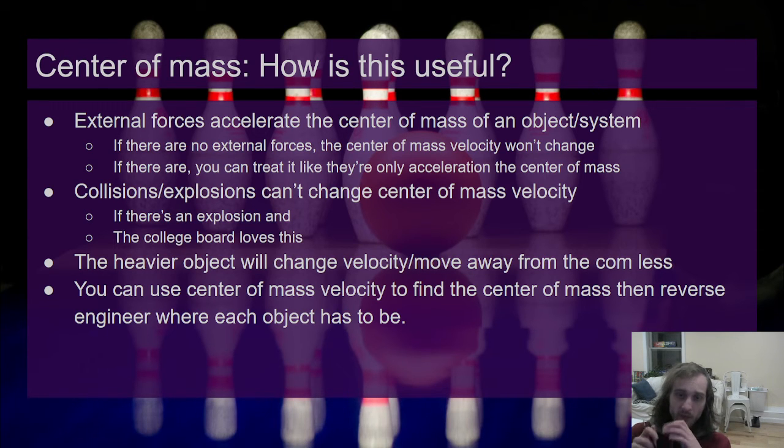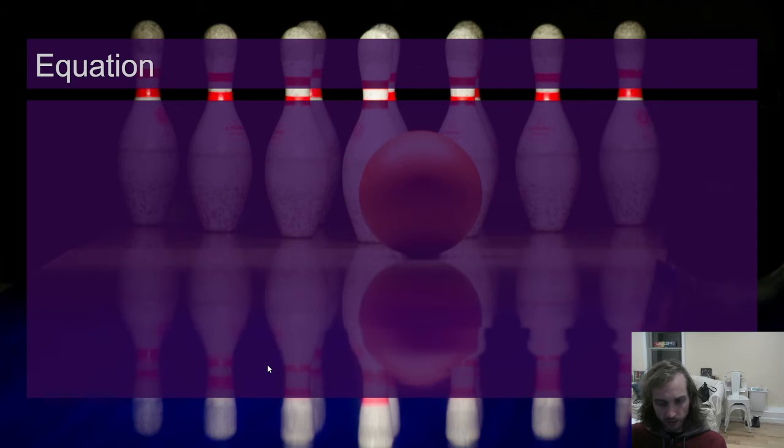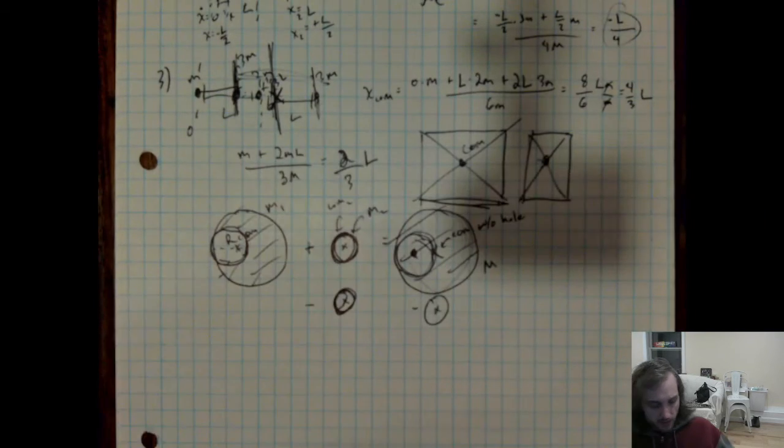And then the last thing is that you can use center of mass velocity to find the center of mass, and then use that, if you know where one of the objects is, to figure out where the other one has to be. So doing like a super quick example of that.